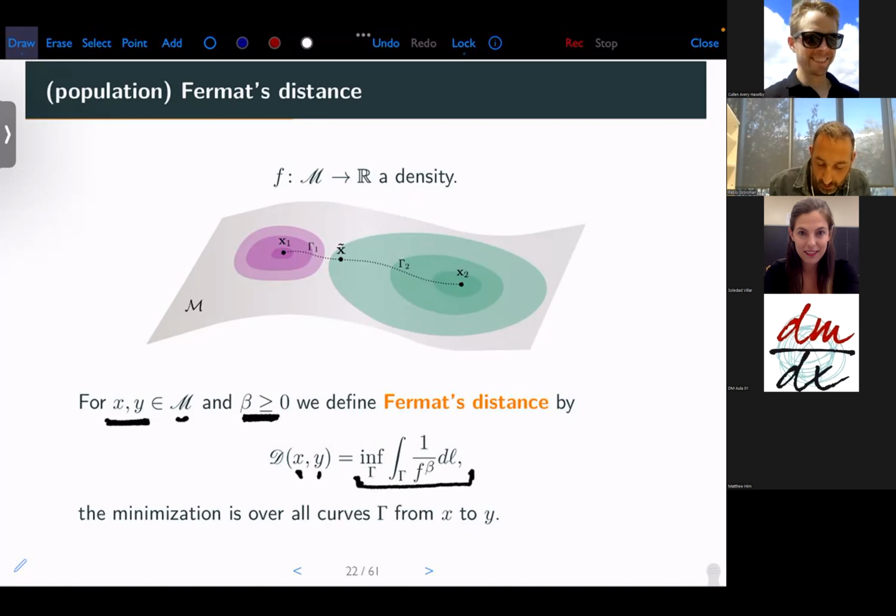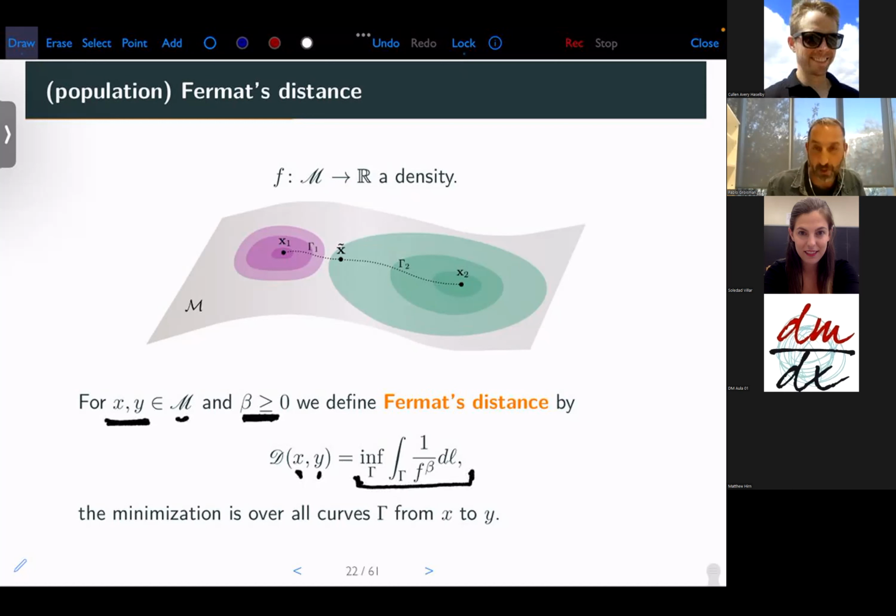We are going to consider the path integral over gamma of 1 over f to the beta. Okay, that's the cost of each path. And then we are going to look for the path that minimizes this quantity over all paths. If you want to consider any path, it's okay, because for paths that are not contained in the manifold, you pay a lot because your density is 0. So you are going to pay infinity, so you are not going to choose one of those paths to minimize this function.